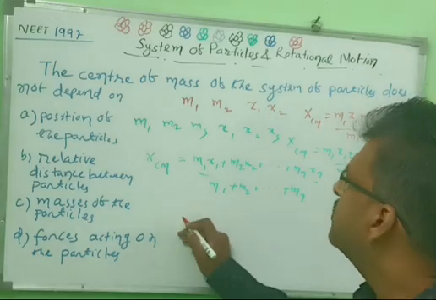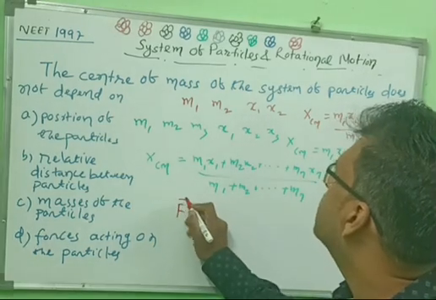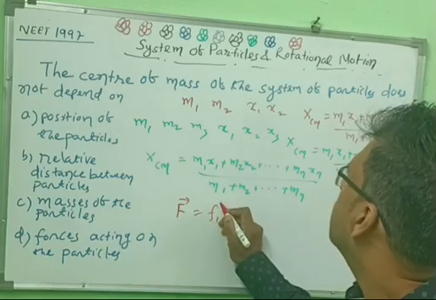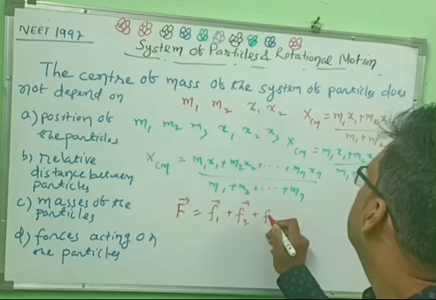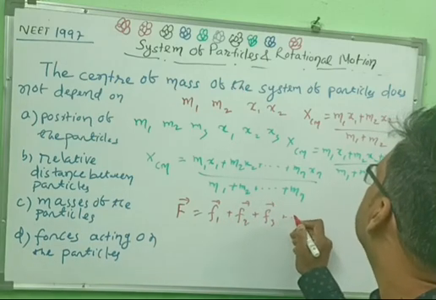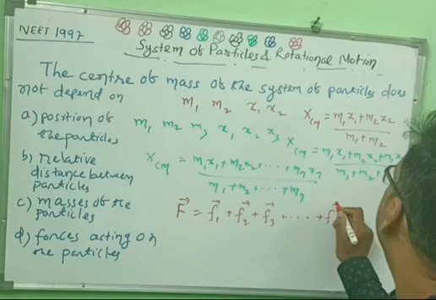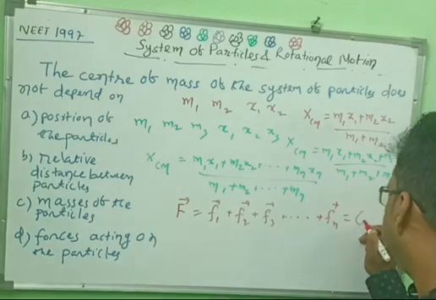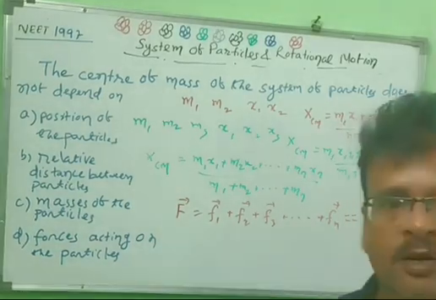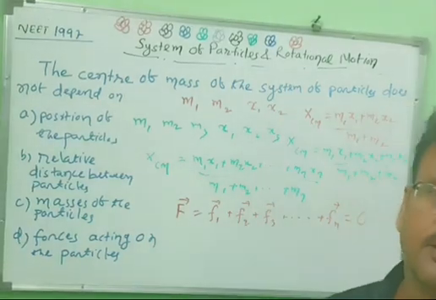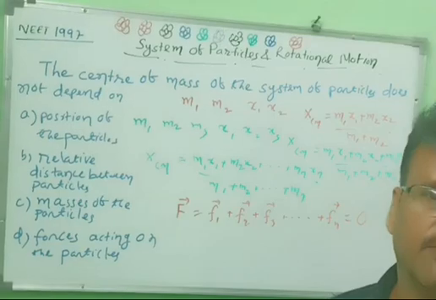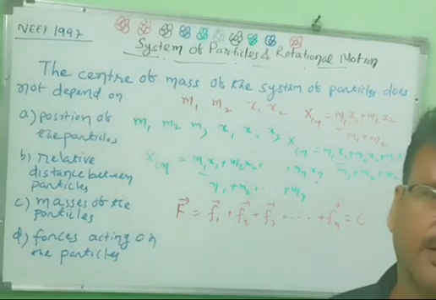Why? Because the resultant of the forces acting on the particles, that is F equal to F1 plus F2 plus F3, the resultant of all the forces, what is its value? Its value is 0. The resultant of all the forces acting upon the system of particles is 0. That's why the center of mass does not depend upon the forces acting on the particles, students.